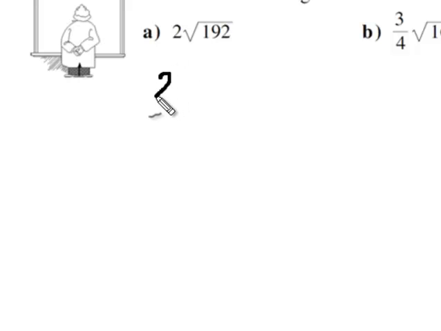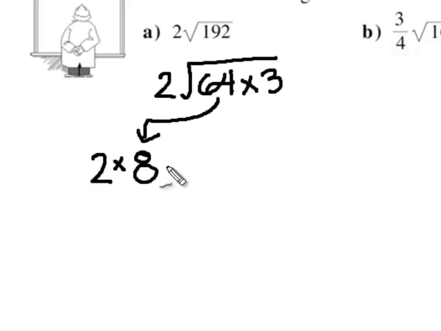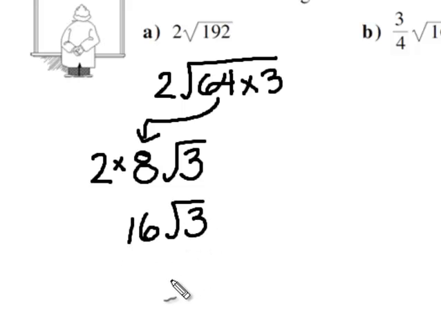In A, that would look like 2 times the square root of 64 times 3. The 2 is always going to remain as the coefficient. When I pull out the square root of 64, I'm just going to multiply it by whatever was already there. In this case, that's the 2. So 2 times 8, root 3. And then just simplify. 2 times 8 is 16, root 3.